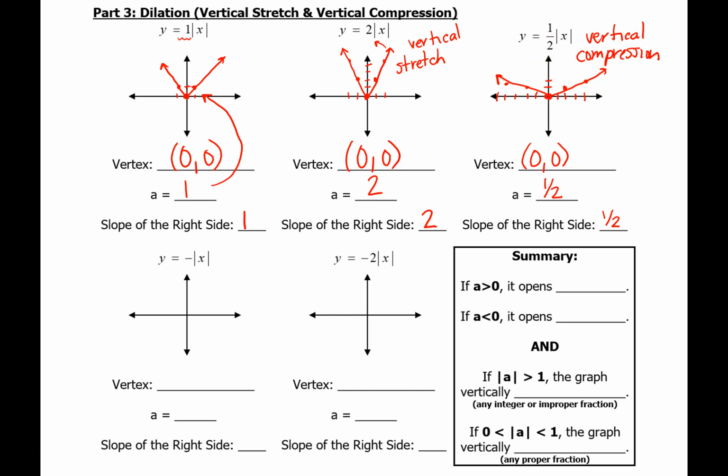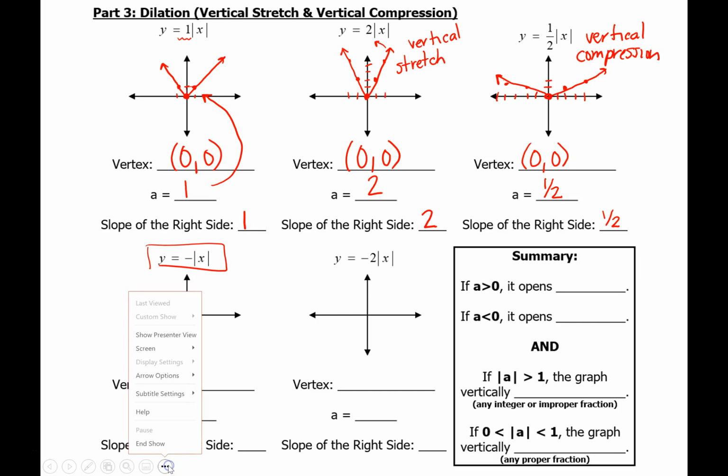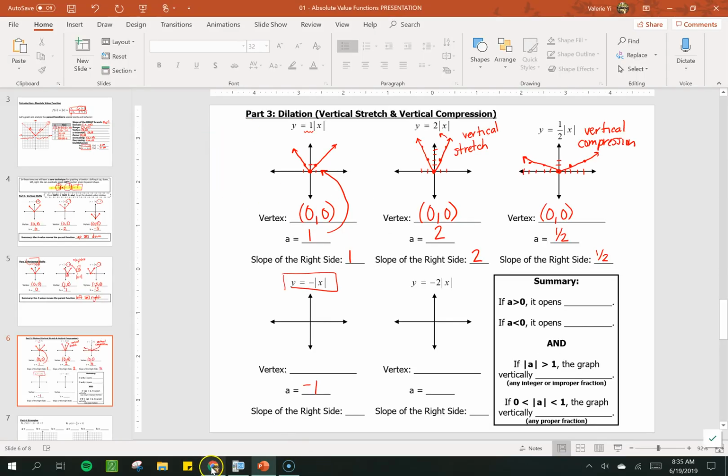All right, so let's look at these last two that have a little bit more going on in them. First, I want you to notice that the a value in our next equation is -1 times the absolute value of x. So our a value is -1. That means it's going to change our slope again. Let's look at how using Desmos.